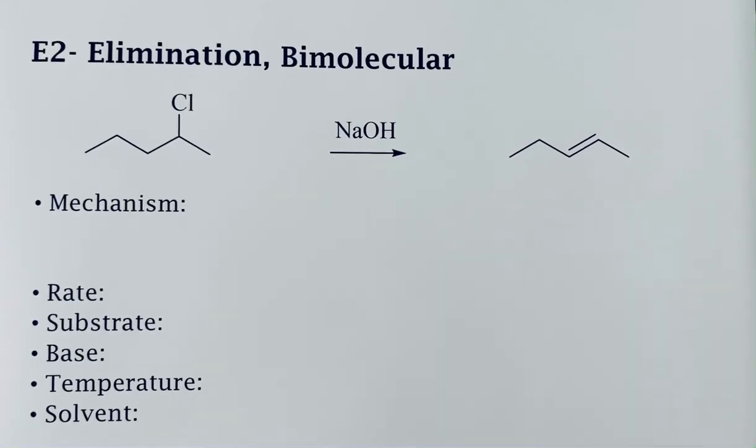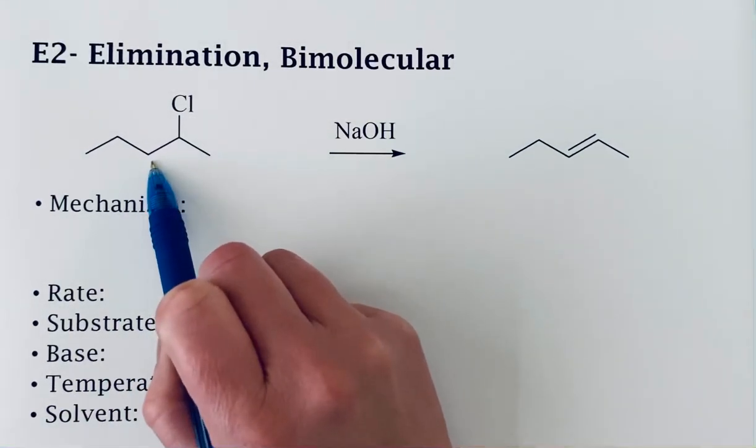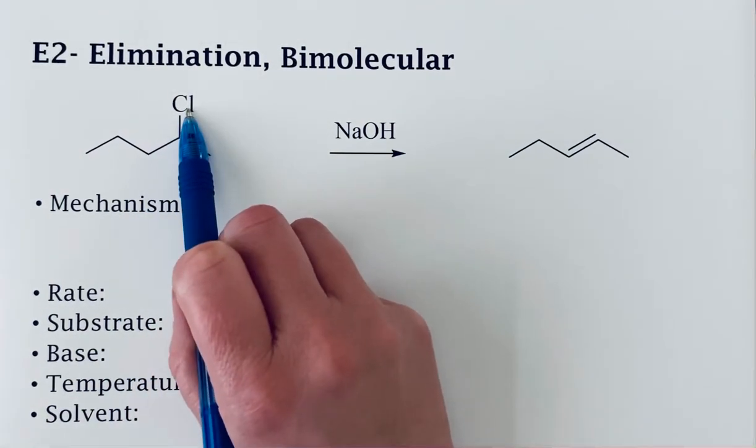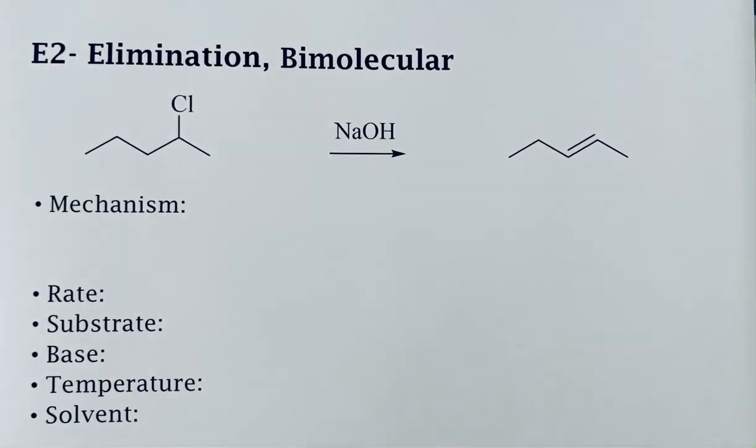The E2 reaction, or the bimolecular elimination reaction. So in an elimination reaction, you're eliminating stuff from a molecule. In this case, we're losing a hydrogen from this carbon and a chlorine from this carbon. And so that's where the elimination comes from. And bimolecular refers to the fact that this reaction is concerted.